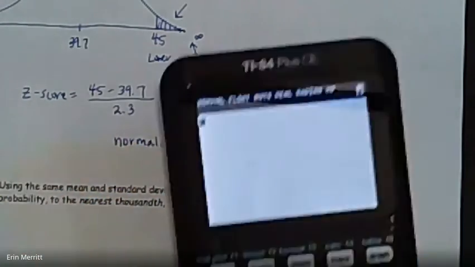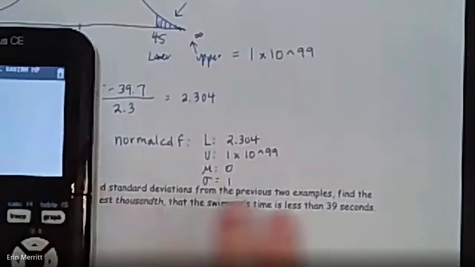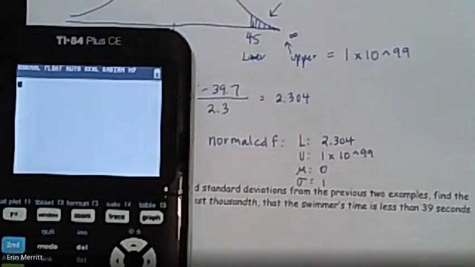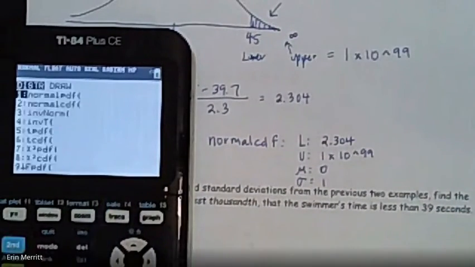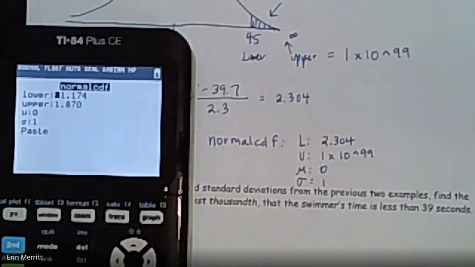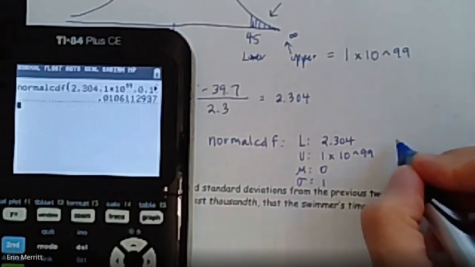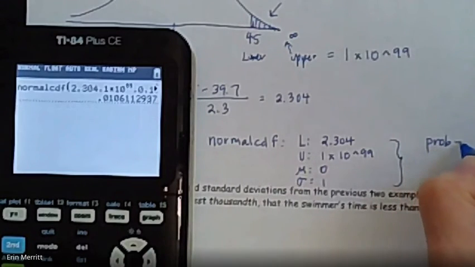Over here, I'm going to see if I can get all this on the screen so you guys can see. There we go. We're going to go to second, vars, choose normal CDF. So that's 2. And now I'm going to type right over. So 2.304 is the lower bound. The upper bound, 1 times 10, raise it to the 99th power. So use your caret key, and then keep the 0 and 1. And then paste it. Hit enter, and the probability comes out as 0.0106 and so on.